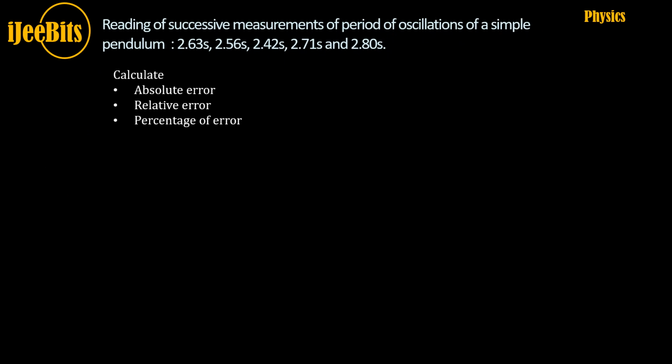Okay, let's look at this problem. Readings of successive measurements of the period of oscillations of a simple pendulum are given. Some observations are given here: 2.63, 2.56, 2.42, 2.71, 2.80. They're asking us to calculate the absolute error, relative error, and percentage of error. I will pause for a minute. Come up with an answer and then we can discuss.